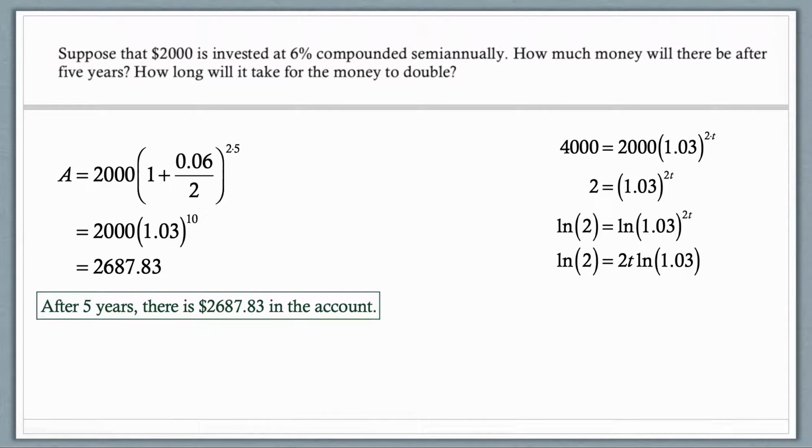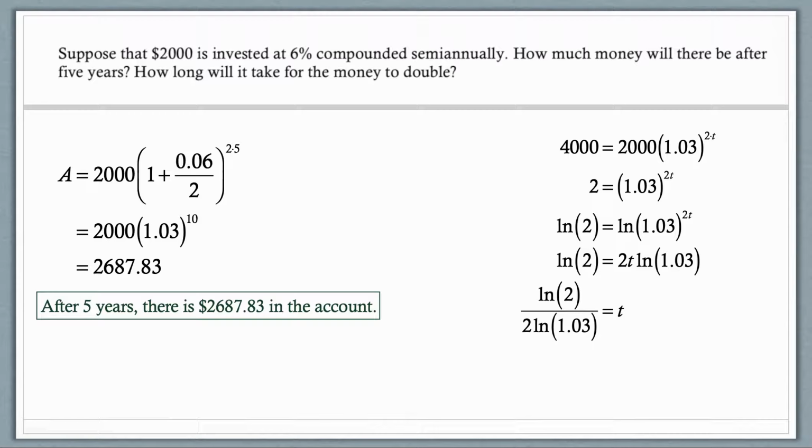So I have the natural log of 2 is equal to 2t times the natural log of 1.03. Since it's all multiplication, 2 times t times the natural log, I'm going to divide by 2 times the natural log. That leaves me with the natural log of 2 divided by 2 times the natural log of 1.03.